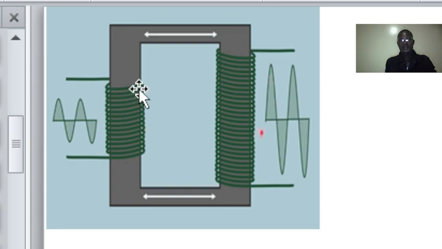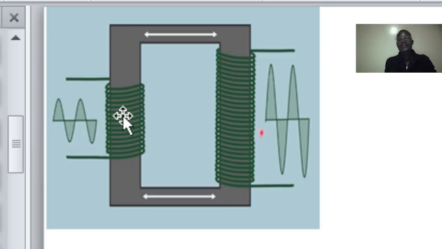As you can see, in this case, we have the primary coil, where the primary coil has few turns of wire. And as you can see, the voltage supply or the current is very low. That is evident from the amplitude of this current.